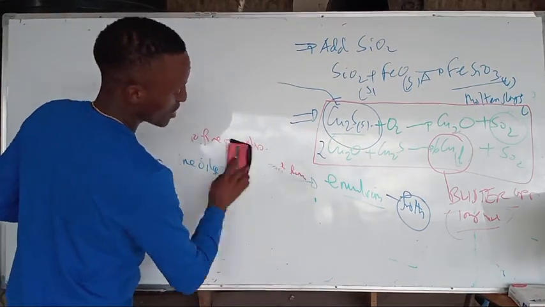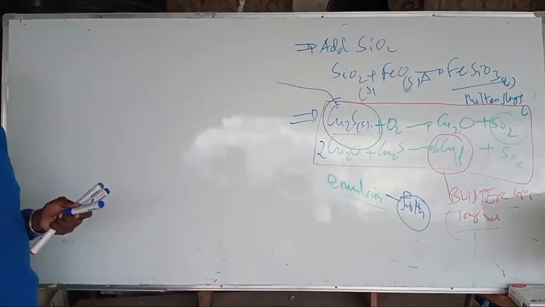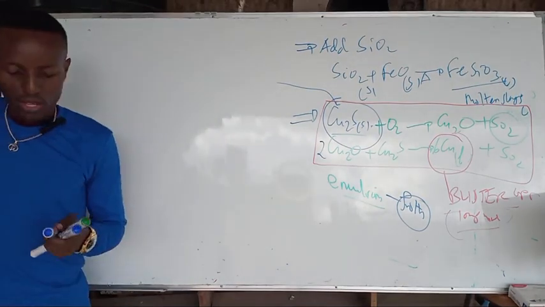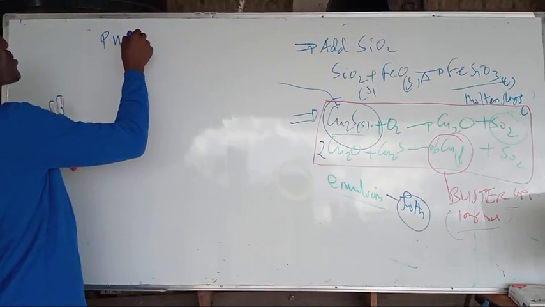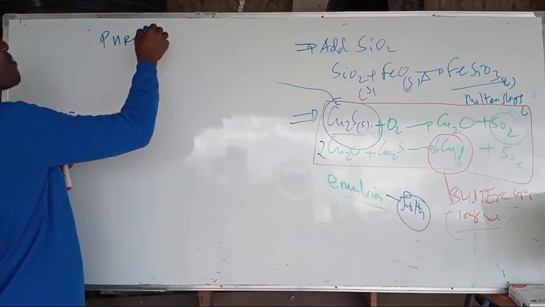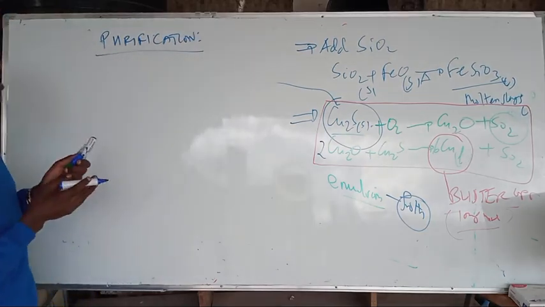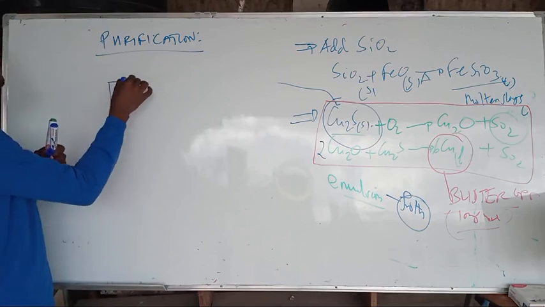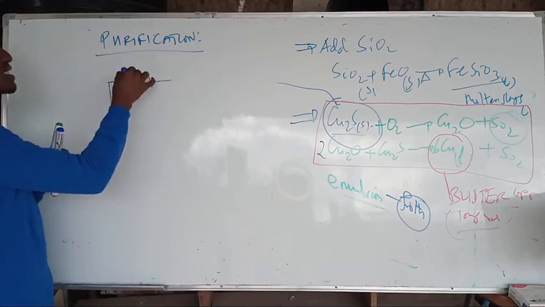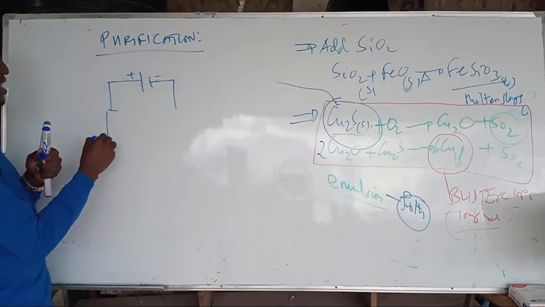Let's speak about the purification method. How do we do the purification method? For the purification of copper, as I've told you, purification is always done by electrolysis. So we take that blister copper, which is now the impure copper, and put it at the anode side, the positive. So this is the positive, this is the negative, and then we put here the blister.